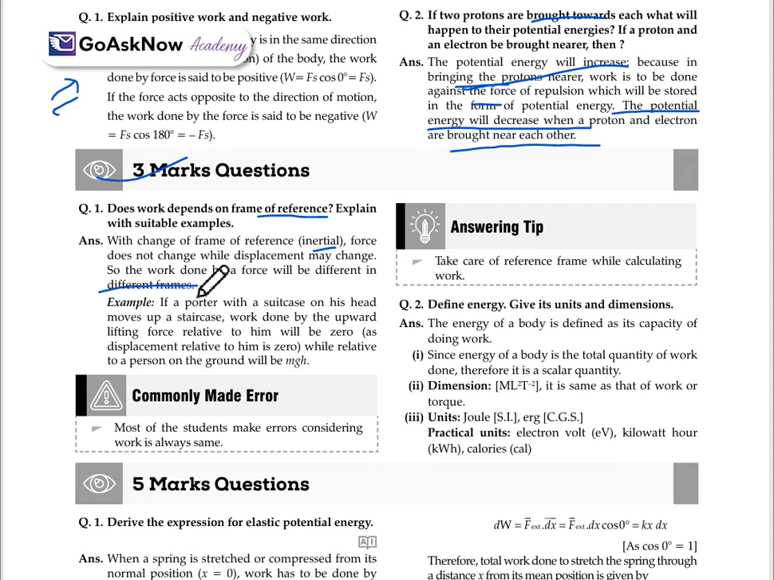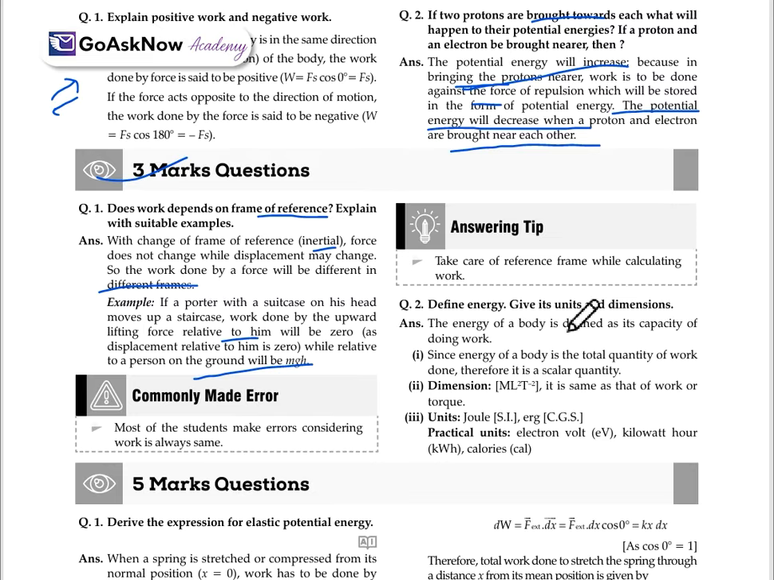We cannot say that it will remain the same. If a different frame is there, then obviously the work done by the force will be different. Example: if a porter with a suitcase on his head moves up a staircase, the work done by the upward lifting force relative to him will be 0, as the displacement relative to him is 0, while relative to the person on the ground it will be mgh.